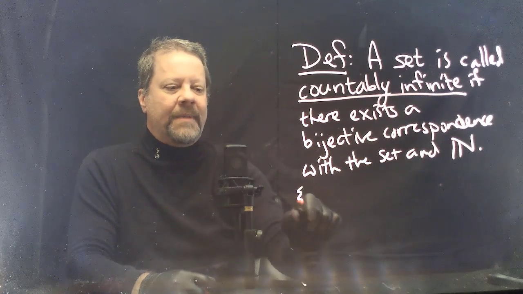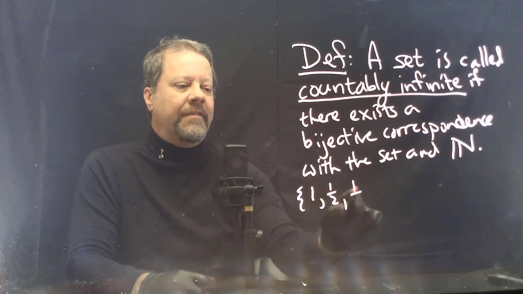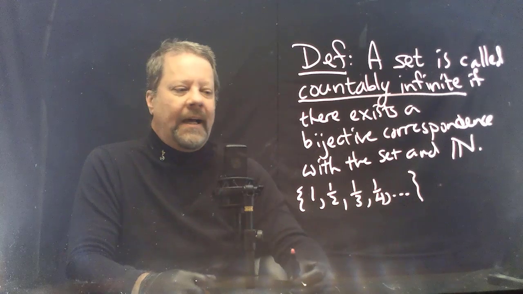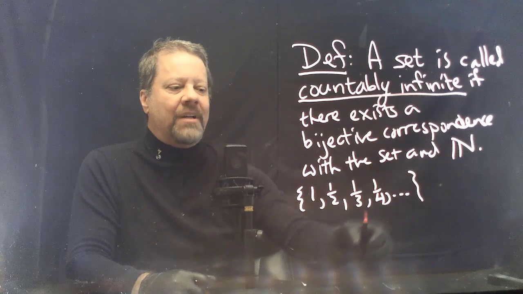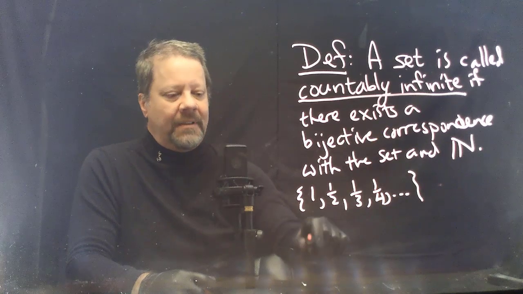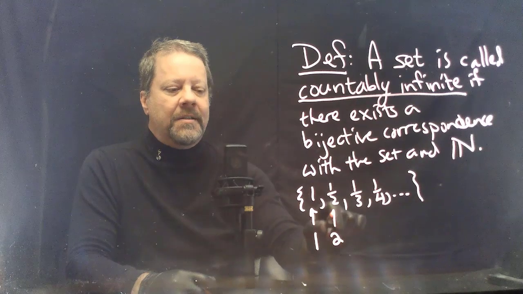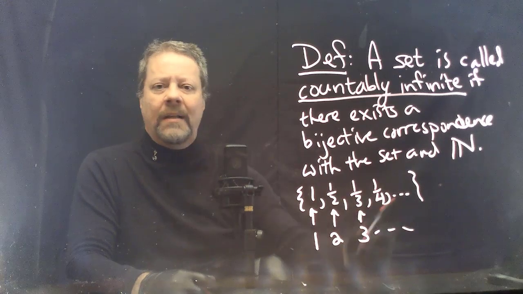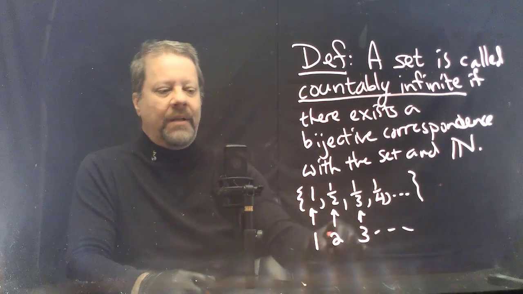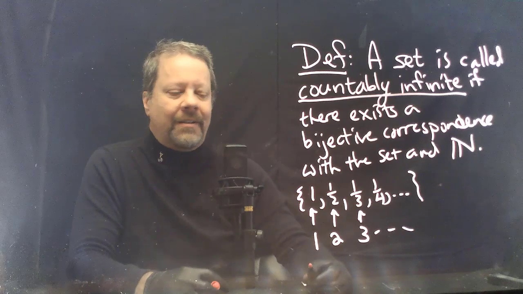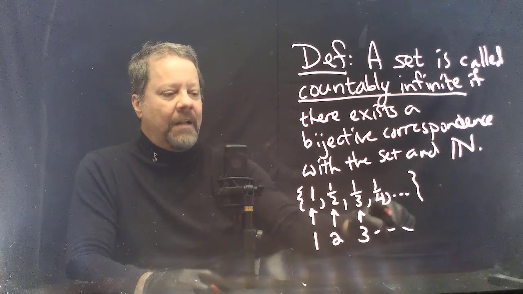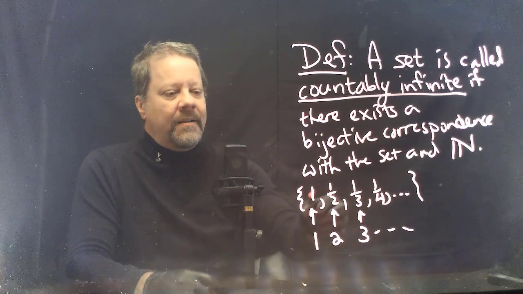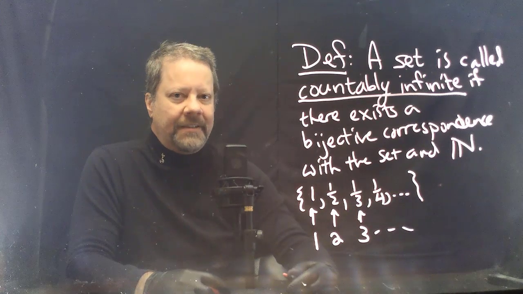So for example, suppose my set is 1, 1/2, 1/3, 1/4, and so on. I can make a one-to-one mapping between the natural numbers and this set. I'll say this is the first element, this is the second element, this is the third element, and so on. This will be 1-to-1. It won't be 2-to-1 or 1-to-2, which would not be a function at all. But it'll be 1-to-1, and it will cover the entire set, so it's a 1-to-1 and onto correspondence. So this set is countably infinite.